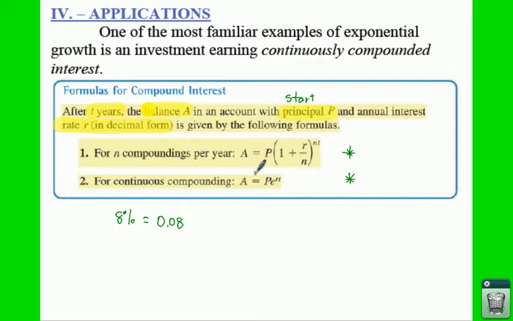And then finally, N is your number of times compounded per year. Now if it's compounded continuously, that is where you use e. You don't have an N. But otherwise, you're going to use N's for monthly, yearly, and all that fun stuff. You're going to plug those values in.